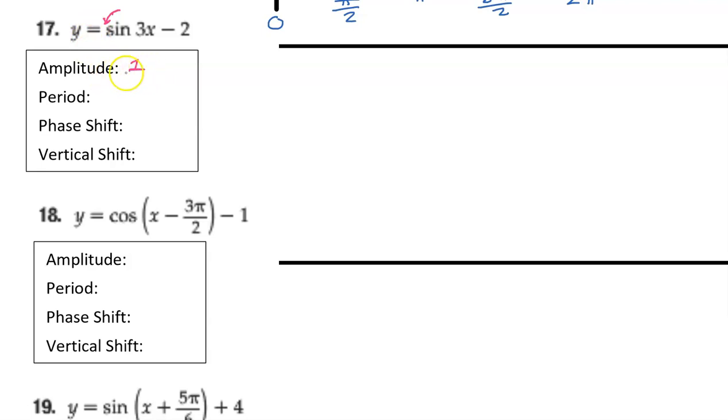Be aware that the amplitude is always positive. So even if this were a negative, I would still put positive 1.